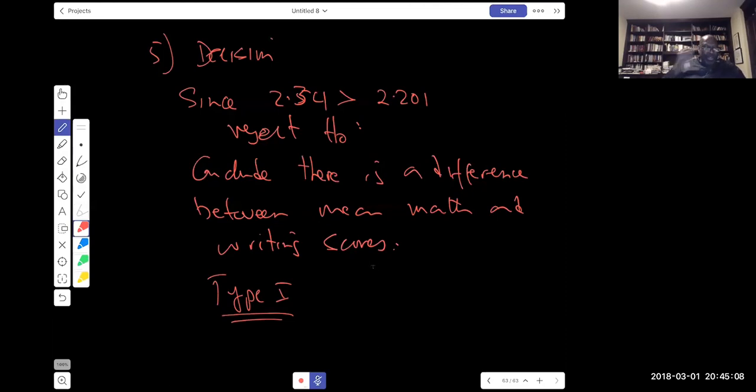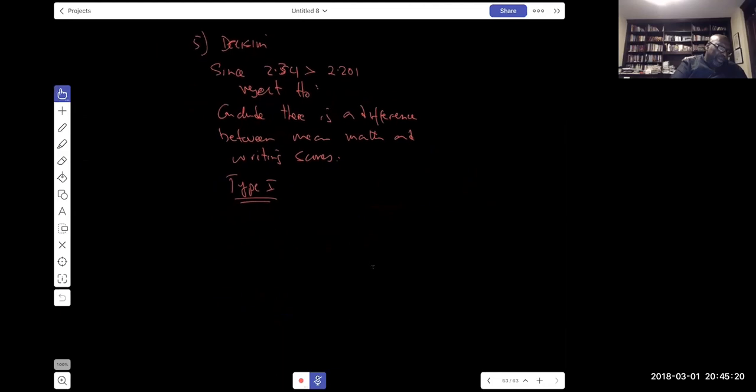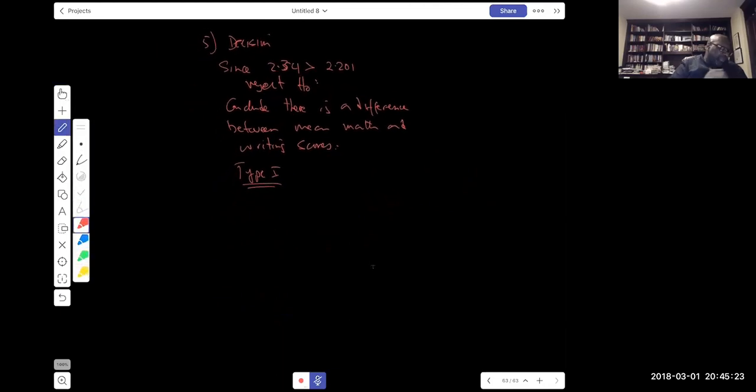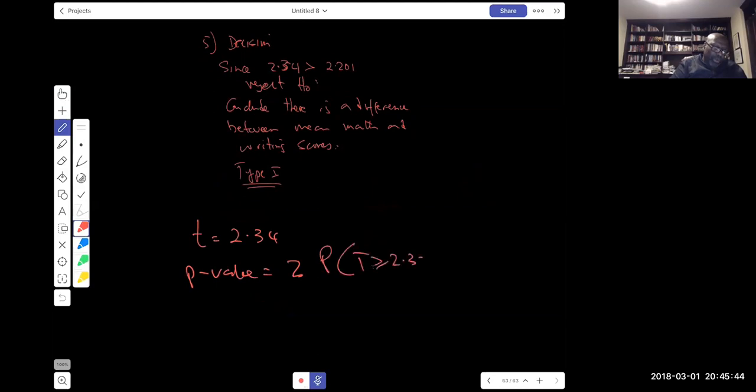If we wanted the p-value associated with this, so this should be interesting. Whenever you find a p-value with the t-distribution, it's a little tricky. So let's find the p-value so that we know how to find it with the t-distribution as well. Since our test statistic is 2.34, the p-value, because it's a two-tailed test, would be twice the probability of t being greater than 2.34.